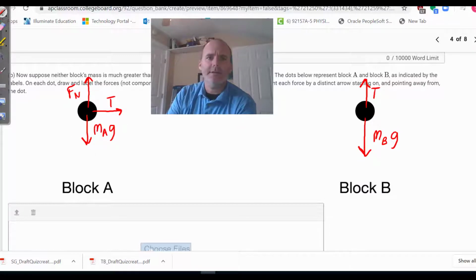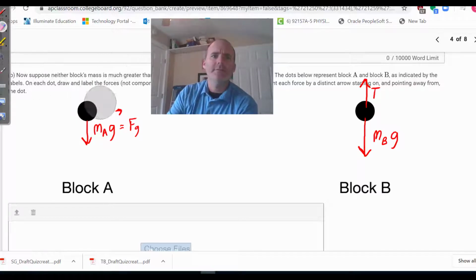Okay, let's see if I did everything. For block A, on each dot, draw and label the forces, not the components. So notice that we had to label what each one of these is. If you put the force of gravity, that would be okay too. Okay, so we've drawn and labeled all the forces.